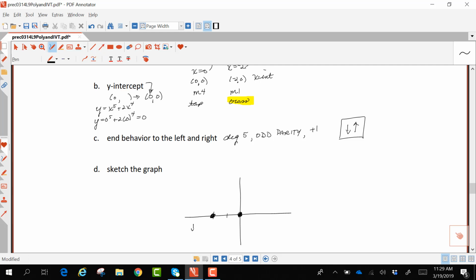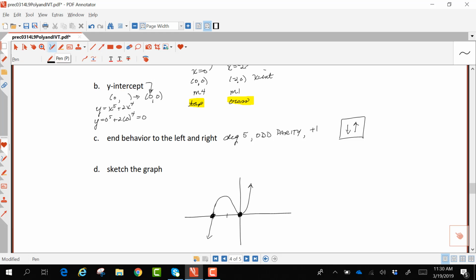With my end behavior down on the left and up on the right, I will be coming up and crossing that x-intercept. At the origin, because the multiplicity was 4, I will tap that x-intercept, or bounce off of it. So I come down and bounce off, which makes the end behavior as prior determined to be up. This is my sketch of my graph.